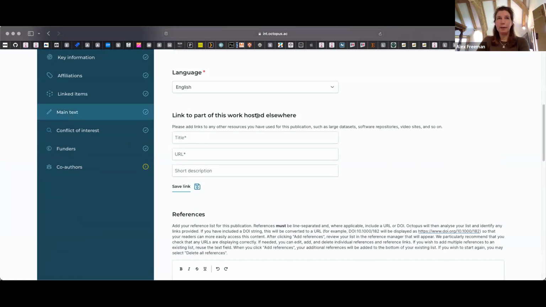So, link to part of this work hosted elsewhere. This is where you link your other work in. So say I had some work on GitHub or OSF that was relevant to this publication. Now remember, this is the problem publication. So this is why I said it's a yes and a no. You're not going to link in a whole paper from ResearchGate, but if this problem includes something from somewhere else, so say, actually, I've already published this on OSF.